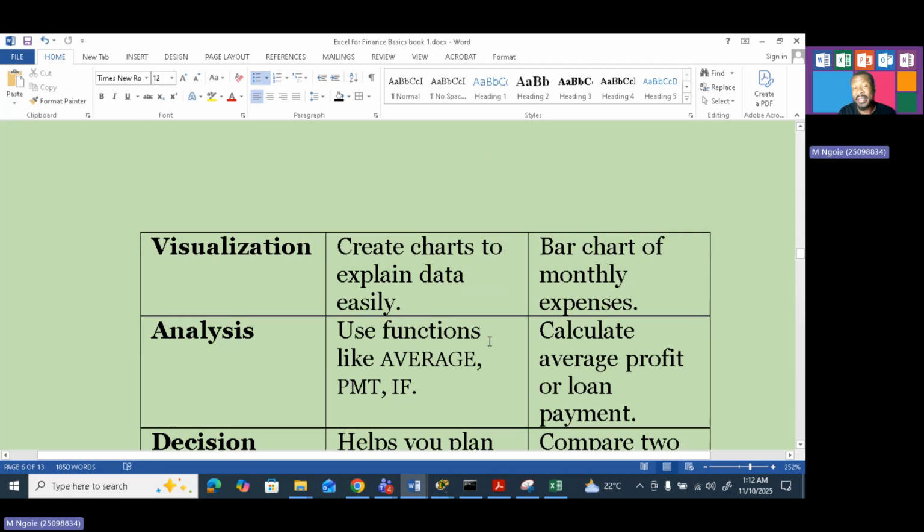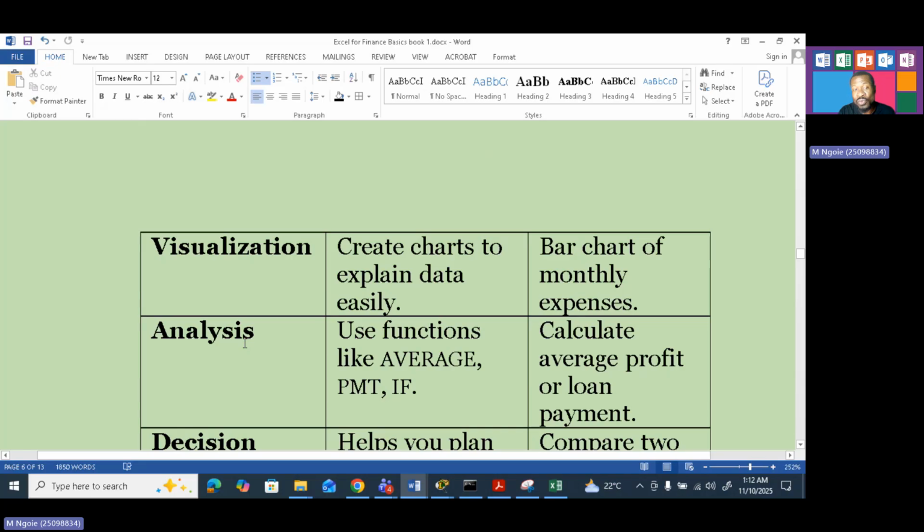visualization also, so Excel will allow you to create charts to explain data easily. Let's say you need to present a report to your CEO, your boss, right? So you can create diagrams or graphics or graphs that will allow you to summarize a report, right? Like a bar chart of monthly expenses. So visualization, and there is also analysis.